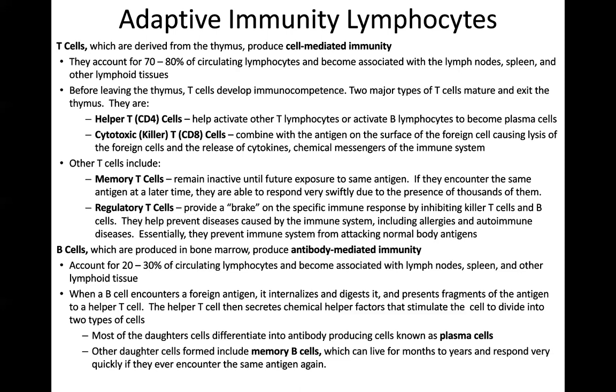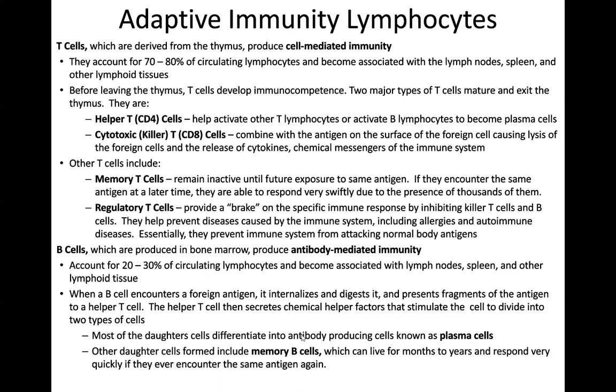When they encounter a foreign antigen, it internalizes and digests it, presents the fragments of the antigen to a helper T cell, which then secretes chemical help factors that stimulate the cell to divide into two types of cells. Most of those daughter cells that are produced are known as plasma cells. Okay, and the very important process that a plasma cell does is it produces the antibodies. So plasma cells are the actual producers of antibodies, which is why B cells are involved with antibody-mediated immunity. B cells form plasma cells, which then form the antibodies.